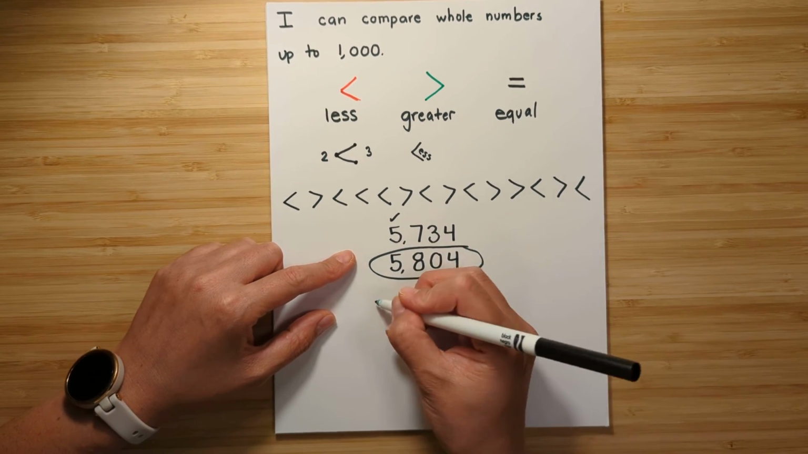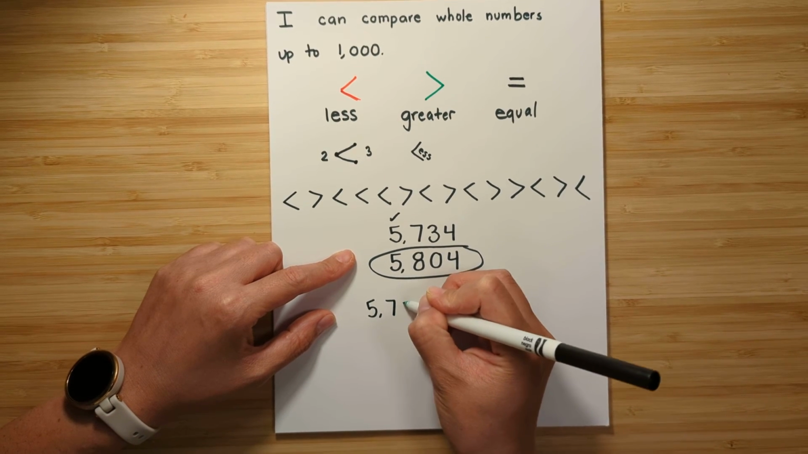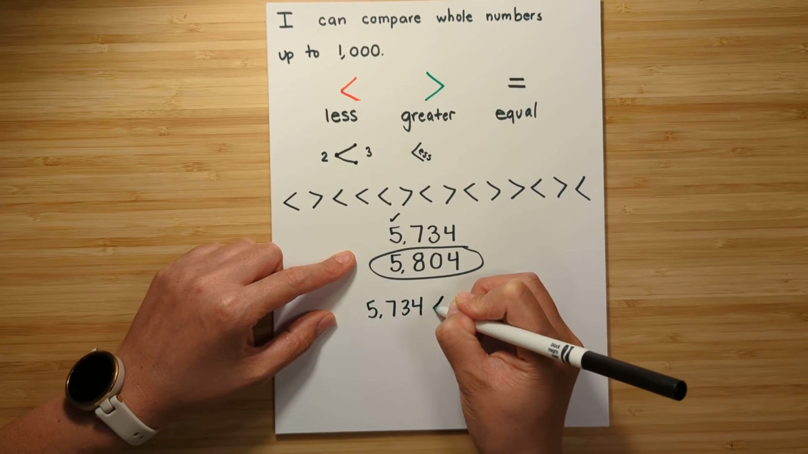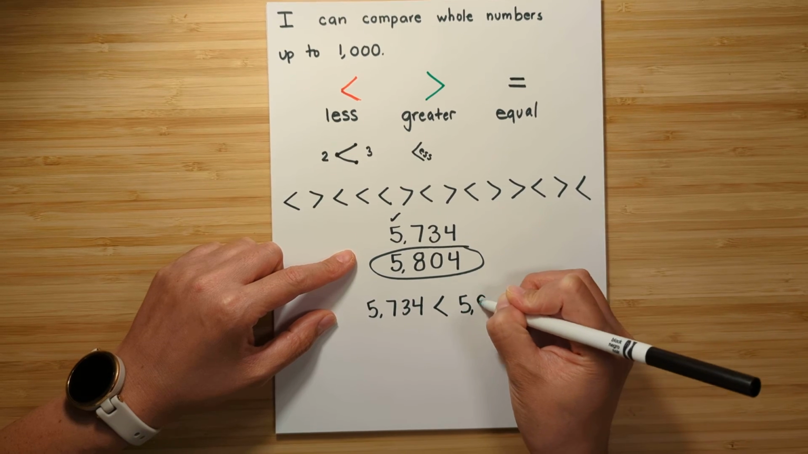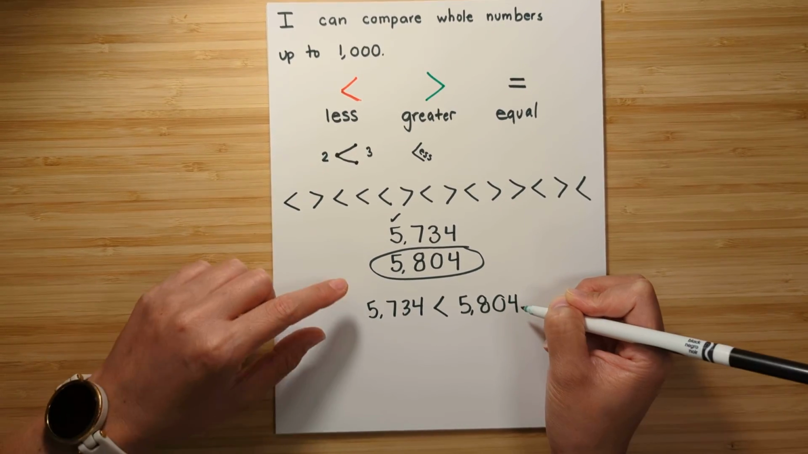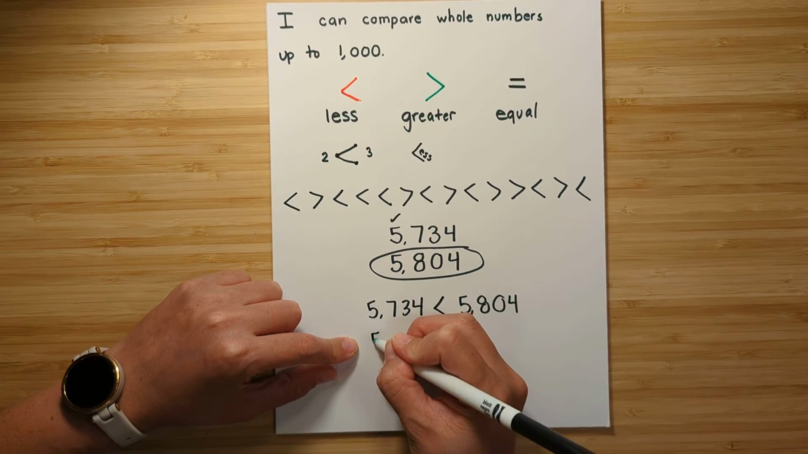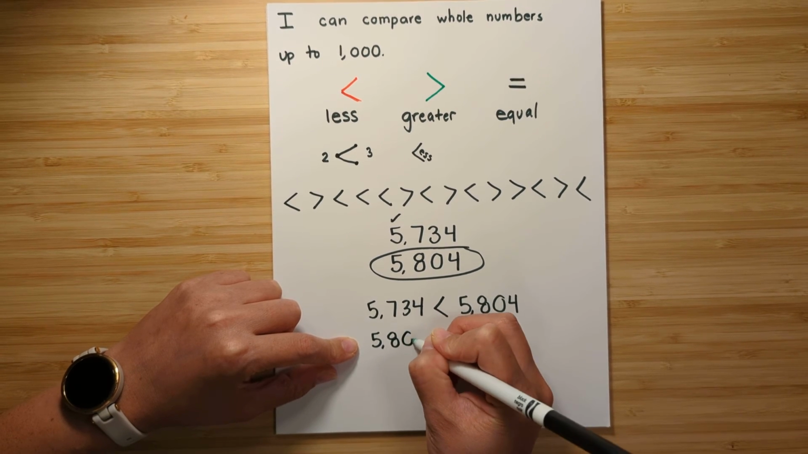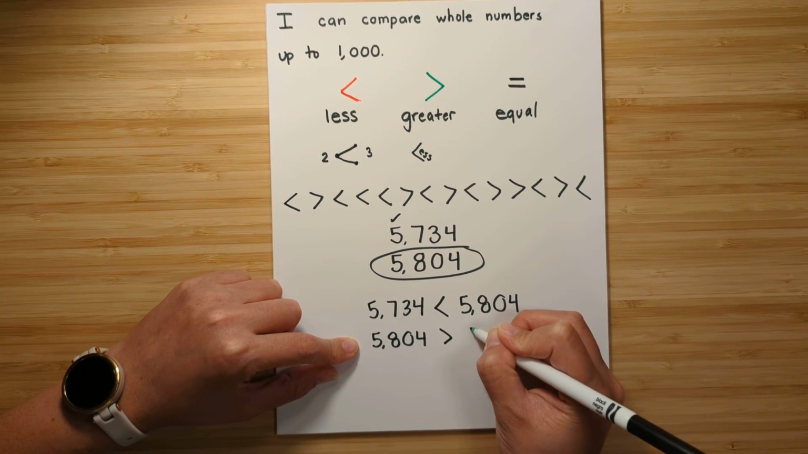And then I'll rewrite it underneath as 5,734 is less than 5,804. And I can use the other symbol greater than, so 5,804 is greater than 5,734.